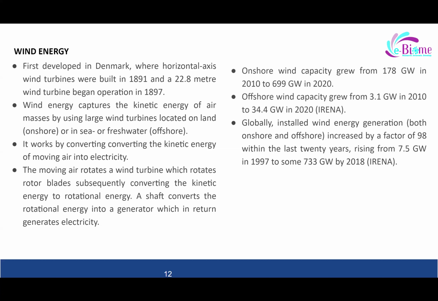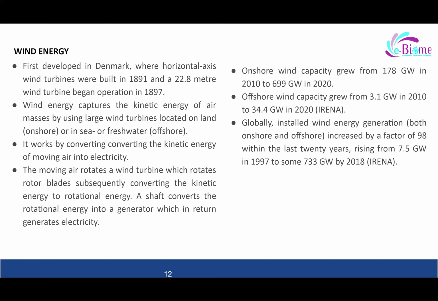We looked at the solar energy and those that are under it. Let's look at wind energy. Wind energy first developed in Denmark, in terms of electricity generation, where horizontal axis wind turbines were built in 1891, and a 22.8 meter wind turbine began operation in 1897.